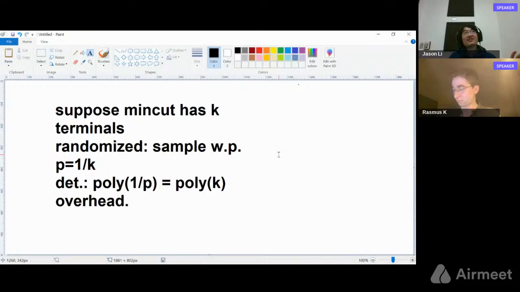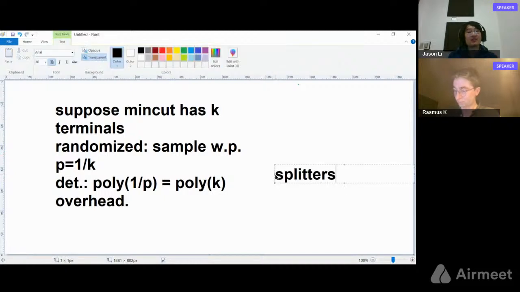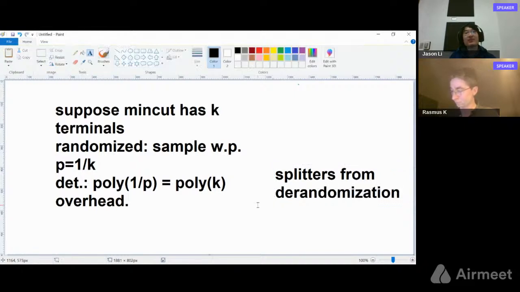It's not easy to see why this is true. The construction is based on this notion of splitters from de-randomization. I don't have much intuition of why splitters exist, but the high-level intuition of why this is possible is: let's imagine k is 2. When k is 1, it's just minimal isolating cuts. In the case k equals 2, you can just have a 2-wise independent hash family, and that will work.